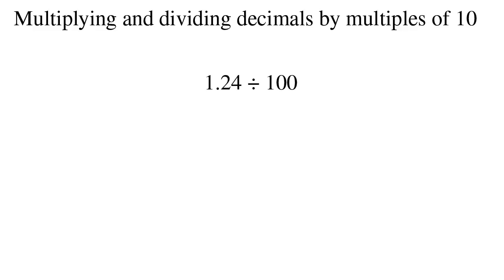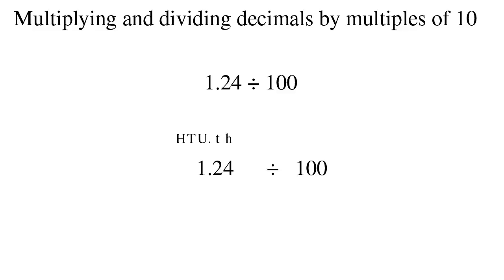Now let's look at our second example, 1.24 divided by 100. If we put down our 1.24 and add our place value headings above, the 1 is a unit, the 2 is 2/10ths, and the 4 is 4/100ths.